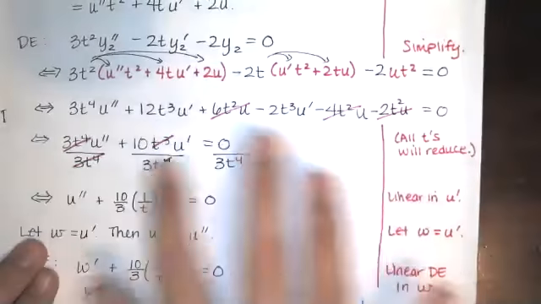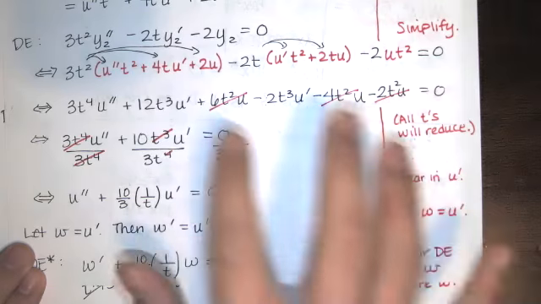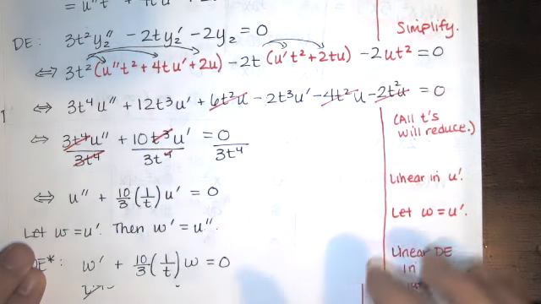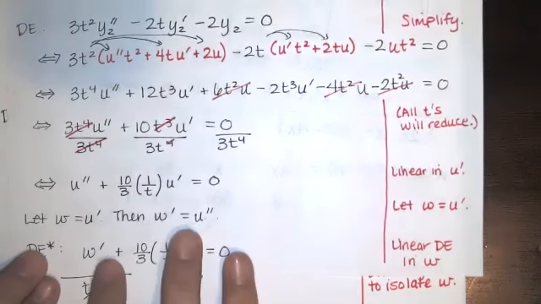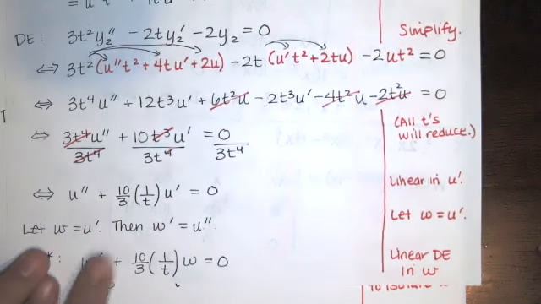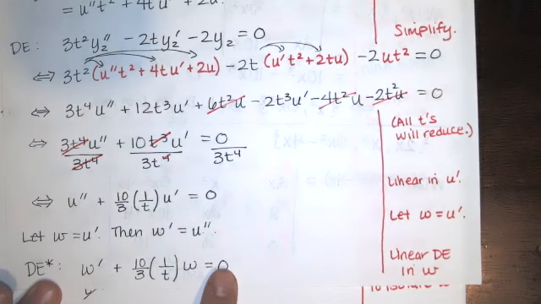Now, after simplification, we'll see that all the u's are gone because y1 was a solution. That's a consequence of y1 being a solution. And we'll end up with a differential equation that's linear in u prime. Then I would let w equal u prime so that it's really obvious that the differential equation is equivalent to this. That's u double prime is w prime, u prime is w. Now we've got a linear differential equation on w.